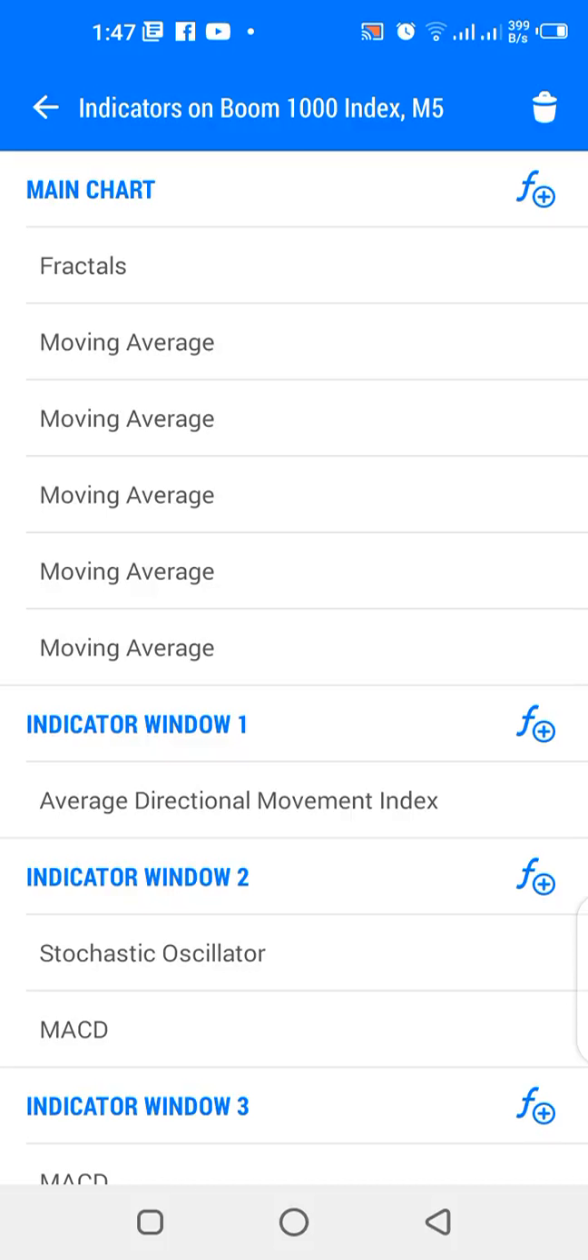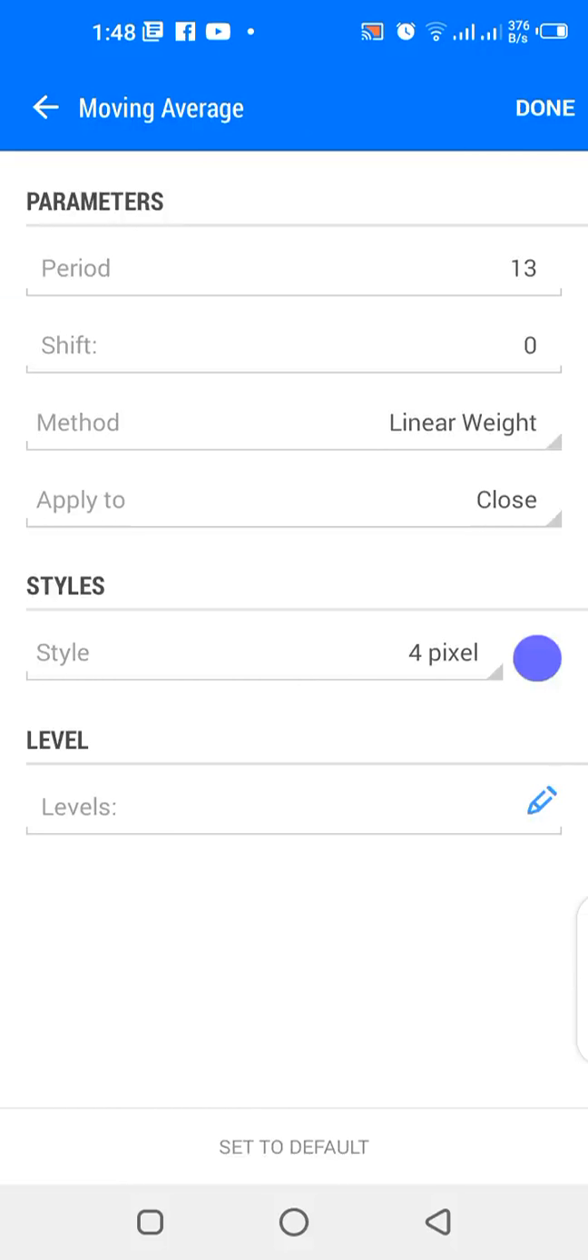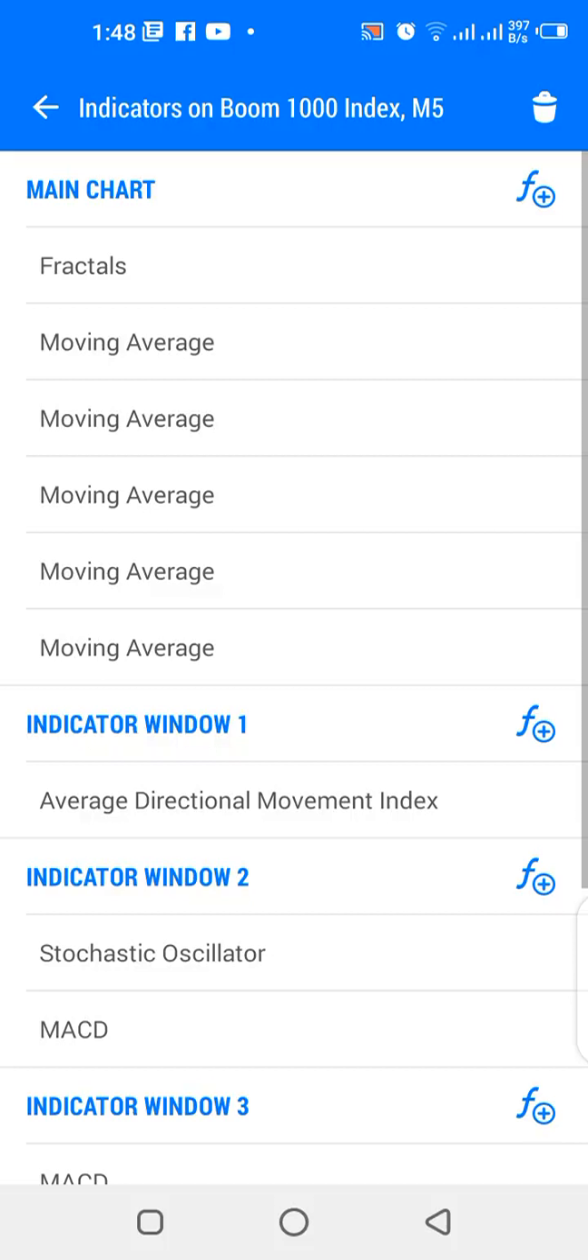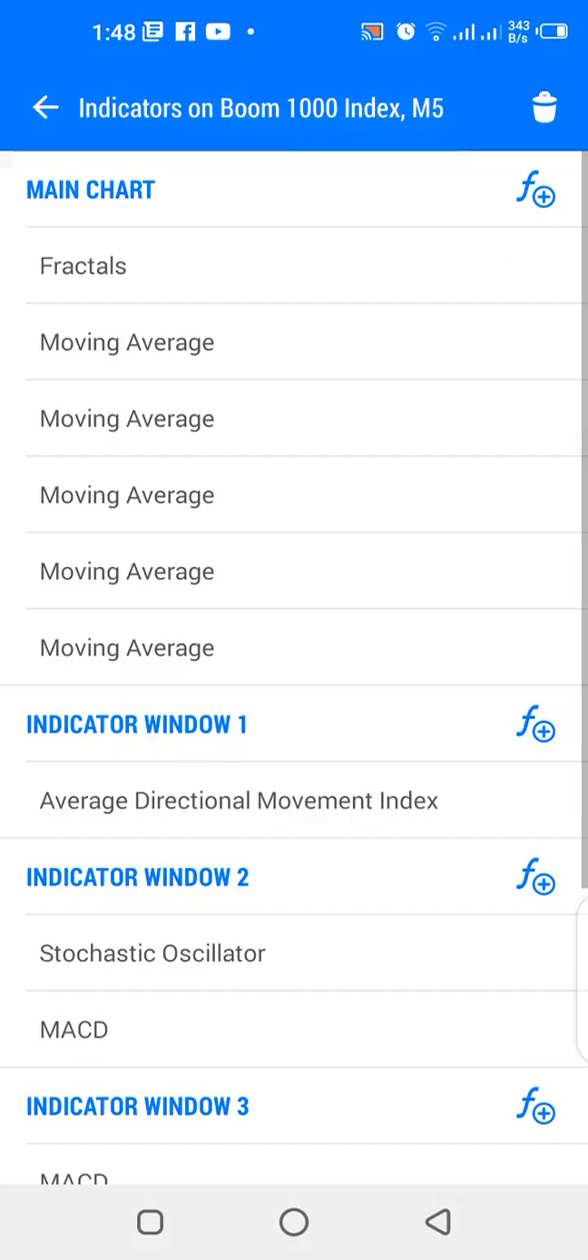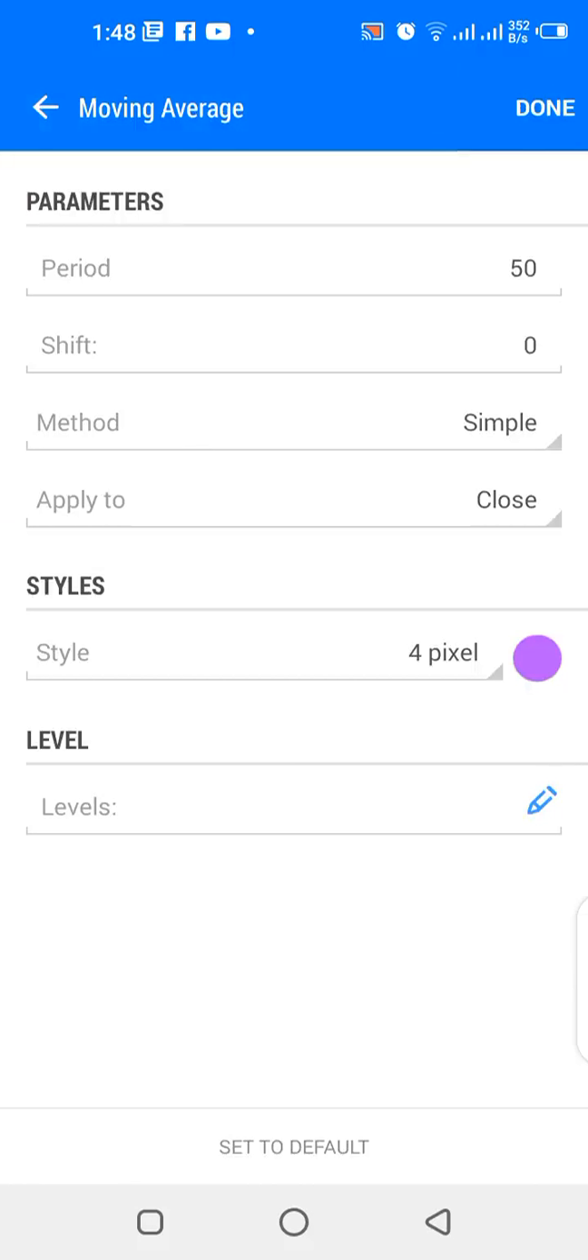We have fractals. We have moving averages, five moving averages for the main window. The first one is 13 linear weighted applied to close, purple. The second one is 14 linear weighted applied to close, orange. The third one is 12 linear weighted applied to close, black. The fourth one is 50 simple moving average applied to close, purple. And the fifth one is 200 simple moving average applied to close, orange.